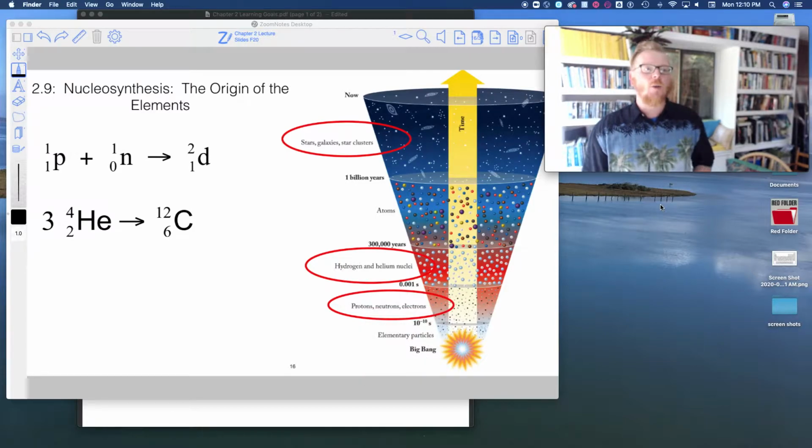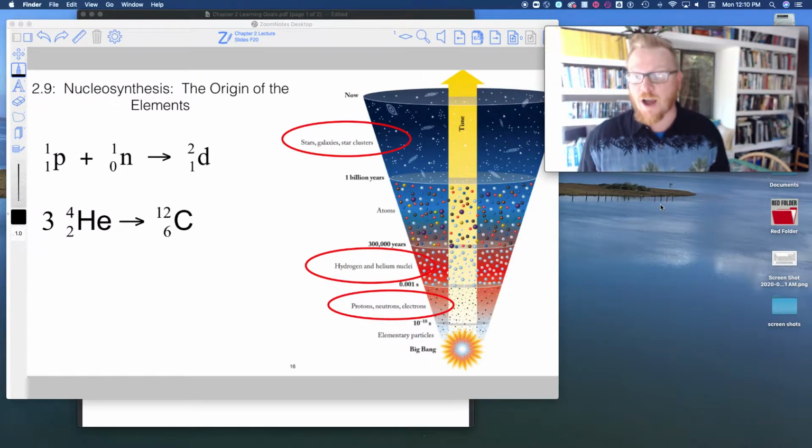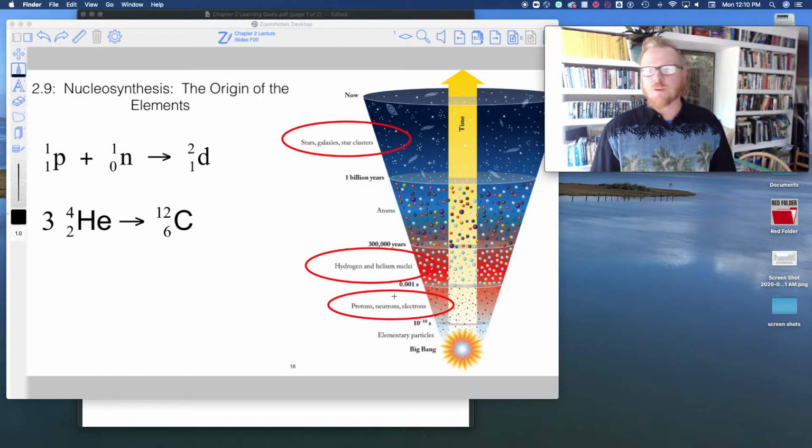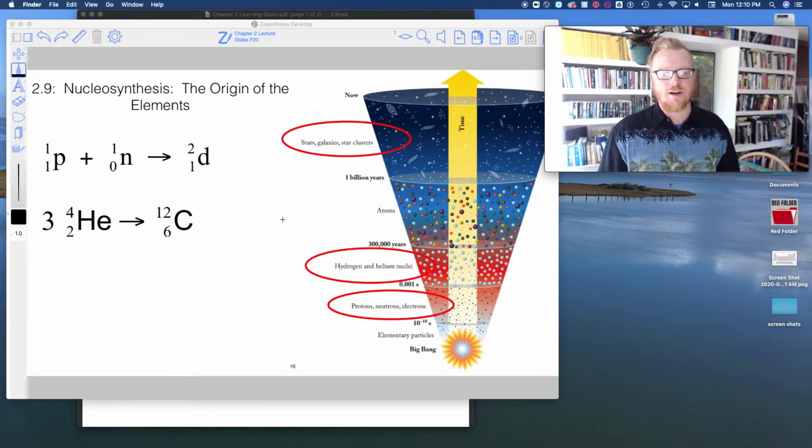Okay, so I want to spend just a little bit of time talking about nucleosynthesis and the origin of the elements. This is really cool, and this is at the end of the chapter, so I'm going a little backwards, but I just wanted to talk about this for 1 minute. So we have the Big Bang, or we theorize there was a Big Bang, which created everything. And we notice here 10 to the minus 10 seconds.